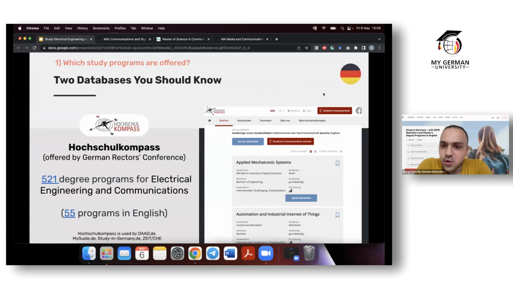For those who are more interested in studying in German language, I would suggest you check out the Hochschulkompass. You'll be able to find 55, for example, programs. There are mostly the German taught programs listed there, but again, also a small number of English taught programs when it comes to studying electrical engineering and communications in Germany.